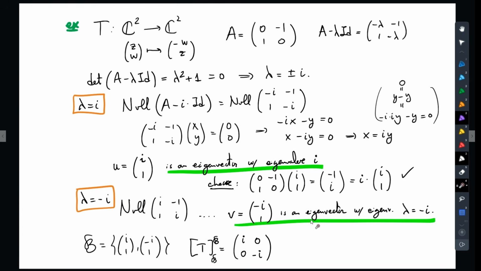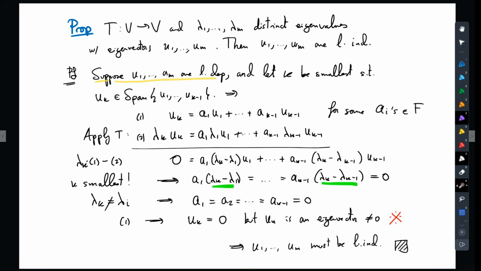By the way, notice that the eigenvectors I got, (i, 1) and (minus i, 1), just happened to be linearly independent, and they were able to make a basis. But what if I got some vectors that were not linearly independent? Then I will not get a basis, and I cannot change basis to a new basis and get a new matrix that is better. So do they have to be linearly independent? It turns out that they do. So let me prove that.